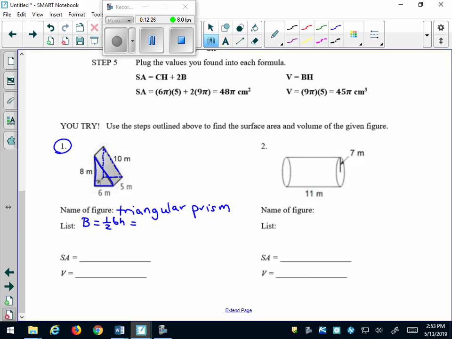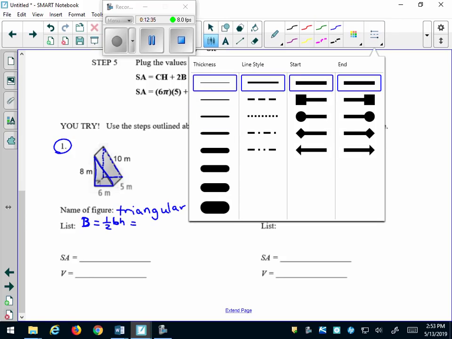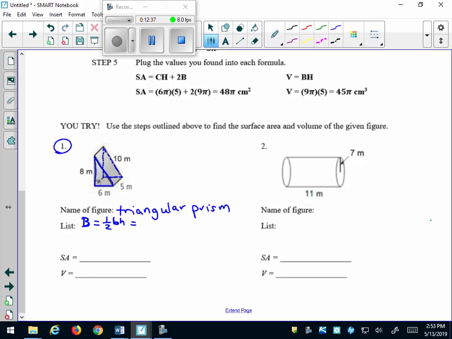Now, notice this is a lowercase b, this is a capital B. Capital B stands for area of the base. The lowercase b is just the b that we use in 1/2 bh. Remember, b and h have to be perpendicular to each other. So in this triangle, the b and h are the 6 and the 8. So our area is 1/2 times 6 times 8, which is half of 48, which is 24. So that is the area of the base.